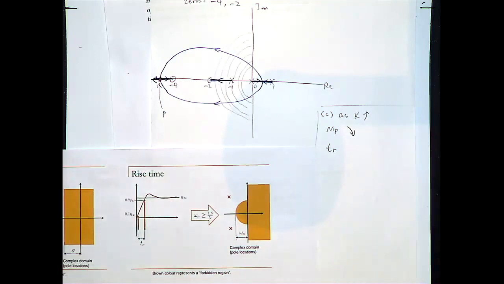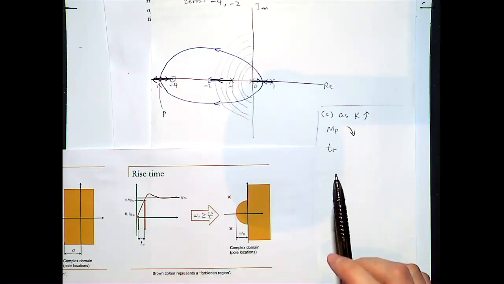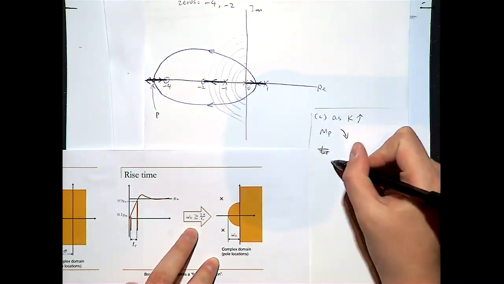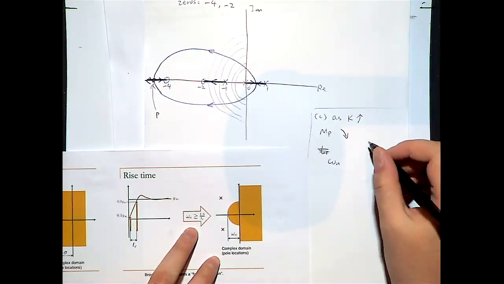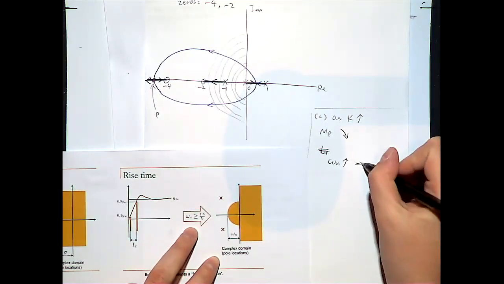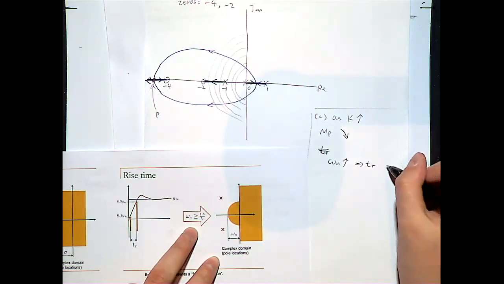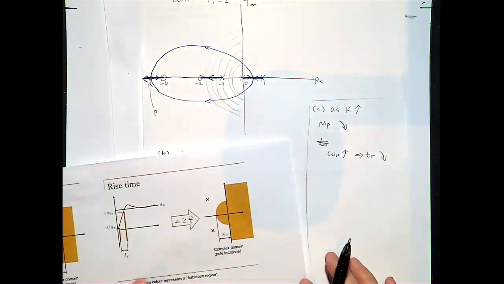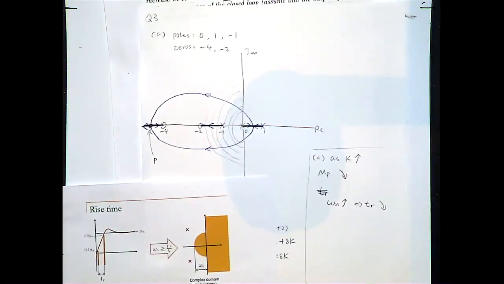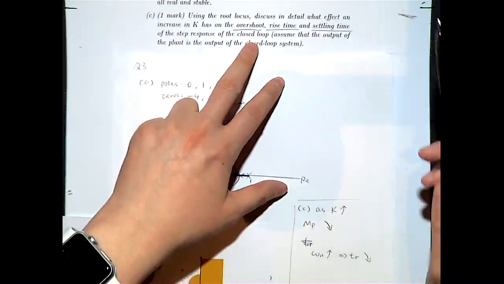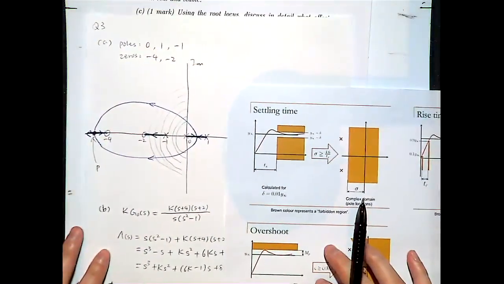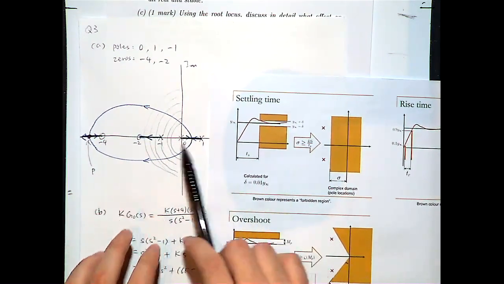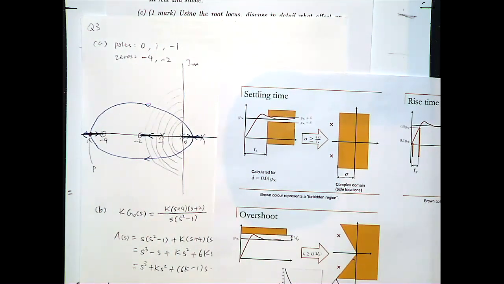So as your K increases, your omega n actually increases, right? And hence, your rise time decreases, right? Okay. And the next one will be settling time. Settling time over here. So as your K increases, how does your settling time change?